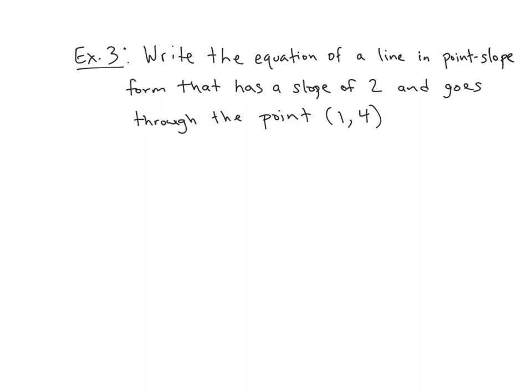All right, one last example for you to try here. Example 3, we're going to try to put all the pieces together. We're going to write the equation of a line in point slope form that has a slope of 2 and goes through the point 1, 4. Again, my point slope form is going to be y minus y1 equals m times x minus x1, so I'll put that down there to help you out.